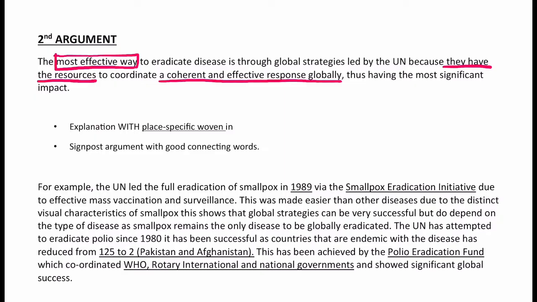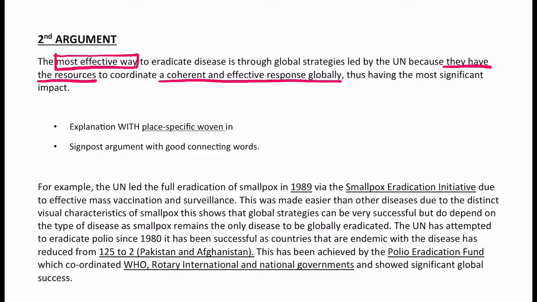I've talked about how the UN did that and also how they implemented a strategy to eradicate polio through the Polio Eradication Fund. And I've talked about how that went from 125 countries to just 2. So here I have talked quite clearly about how they've effectively got rid of 2 major diseases. Well, smallpox in entirety eradicated, and polio to a large extent, down to just 2 countries.